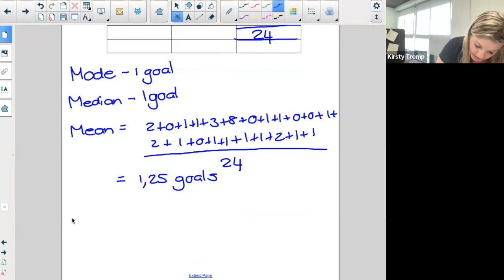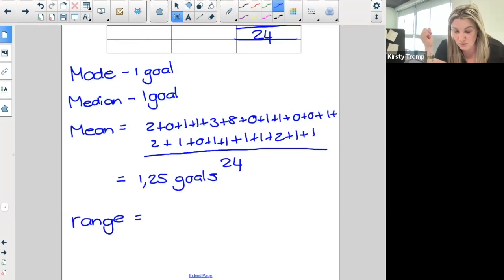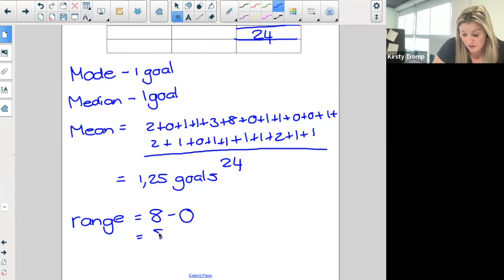Last thing we want to check, we want to see what is the range. So what is the range of goals that we scored, right? What's the range that we're looking at? Well, the biggest number that we had in our whole list was 8. Okay. And the smallest number of goals that we scored in our whole list was 0. So our range is going to be 8 goals. So to calculate the range, we take the biggest and we minus the smallest.